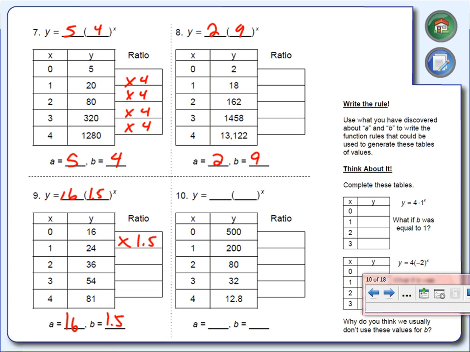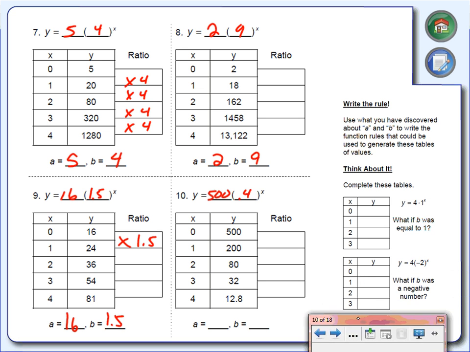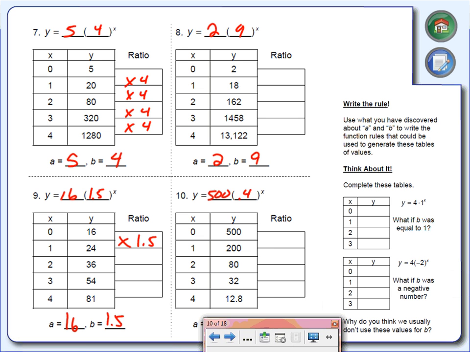All right, what are we going to get for the equation? Y equals 500, and in parentheses, what? Point what? 0.4. That's our ratio. We're multiplying by 0.4. All right, very good. Now, just to wrap things up over here to the far left side, it says here, think about it. Complete this table.